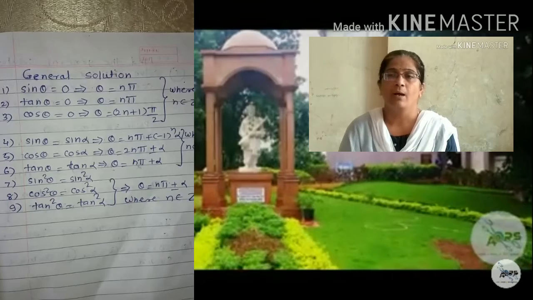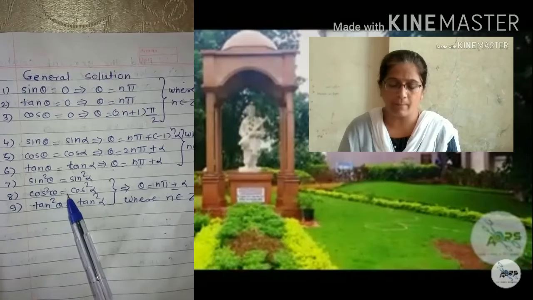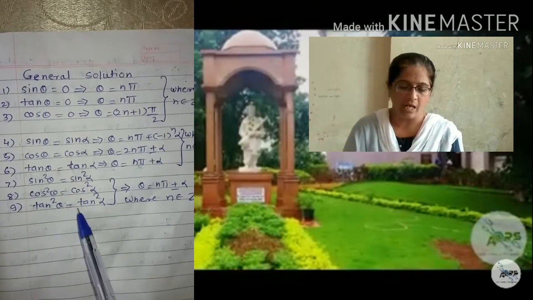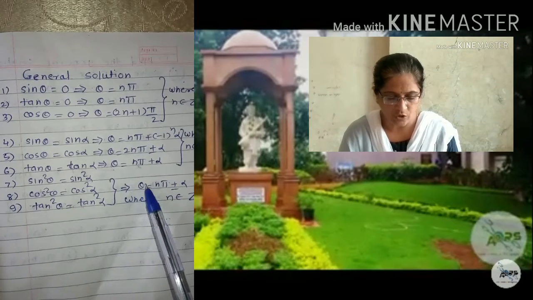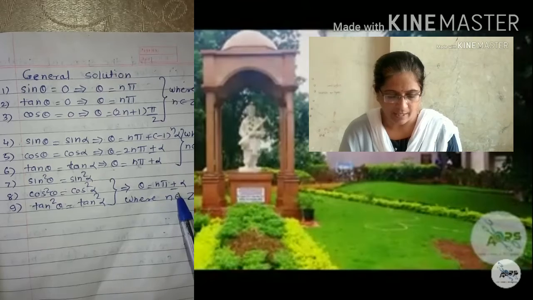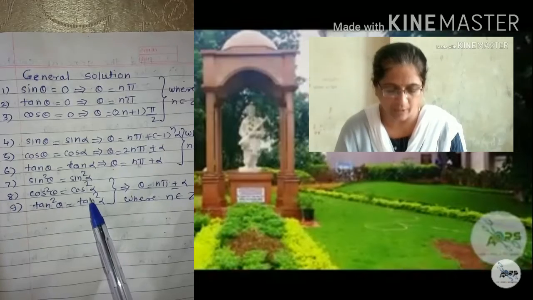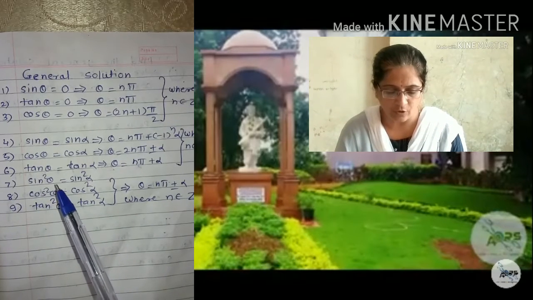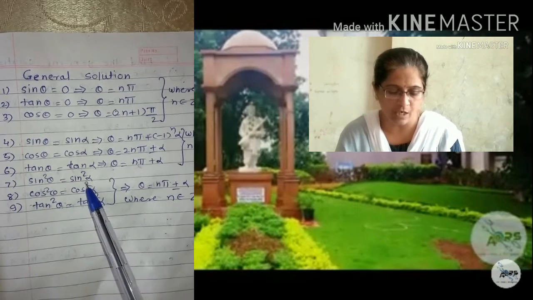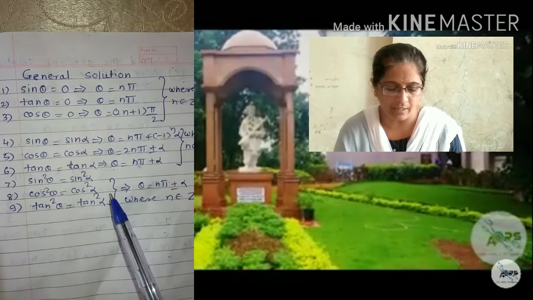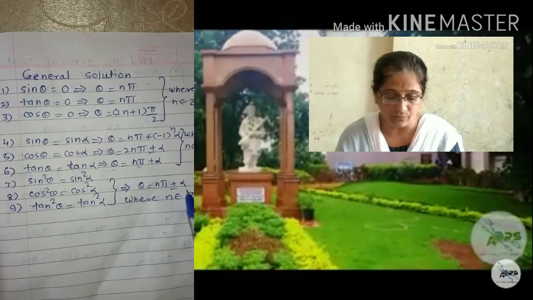Okay, now next one: sin square theta is equal to sin square alpha, cos square theta is equal to cos square alpha, tan square theta is equal to tan square alpha. All of these have a common formula, theta equal to n pi plus or minus alpha, when we are given the trigonometric functions in the square form. For example, if we are given sin square theta is equal to 1, then the solution can be written as theta is equal to n pi plus or minus pi by 2.